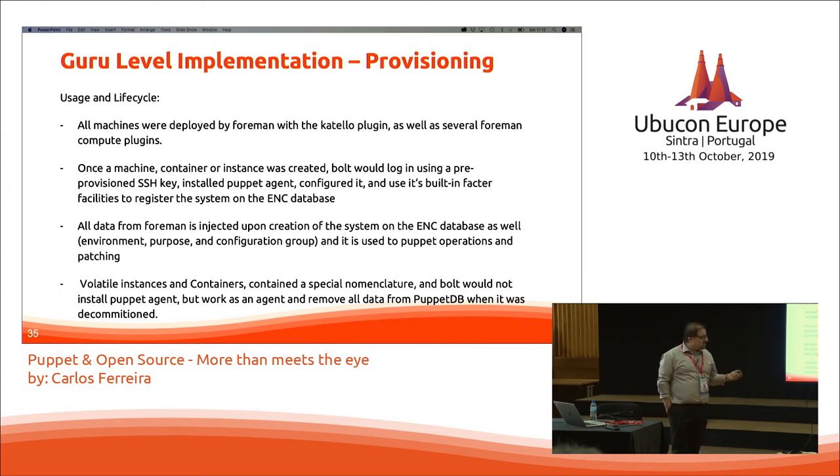Volatile instances and containers contain a special nomenclature, the name of the host names. And Bolt will not install Puppet Agent, but work as an agent and remove all data from PuppetDB when it was decommissioned. Meaning, I could spawn hundreds of volatile instances, either Docker containers or LXC containers, and I knew that they would only be there for a few days.